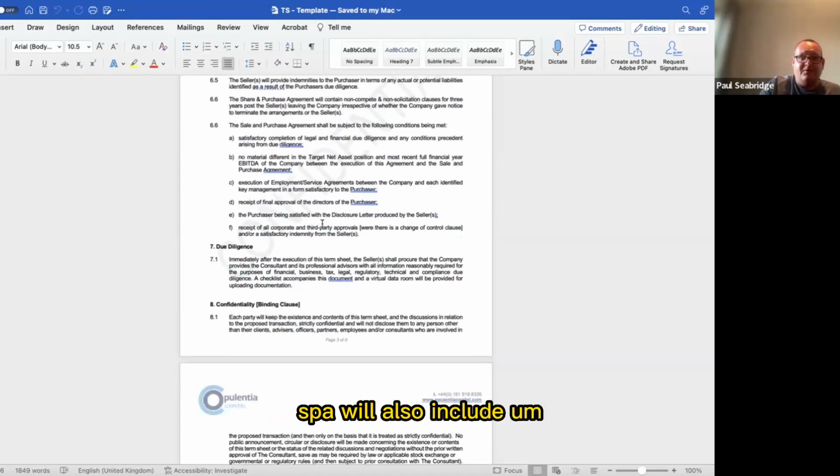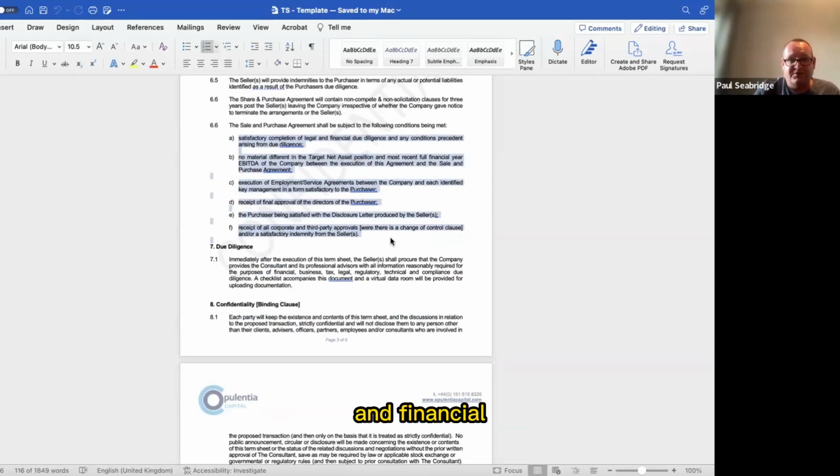Then the SPA will also include the following conditions that need to be met. So firstly, we need to satisfy ourselves with legal and financial due diligence. So obviously, we're going to work through that process. Secondly, that there's not going to be any material difference in the net asset position or the financial position of the company between us signing this term sheet and actually doing the deal. So for example, if profits nosedived or the balance sheet was materially different, then potentially we might not proceed with the transaction.